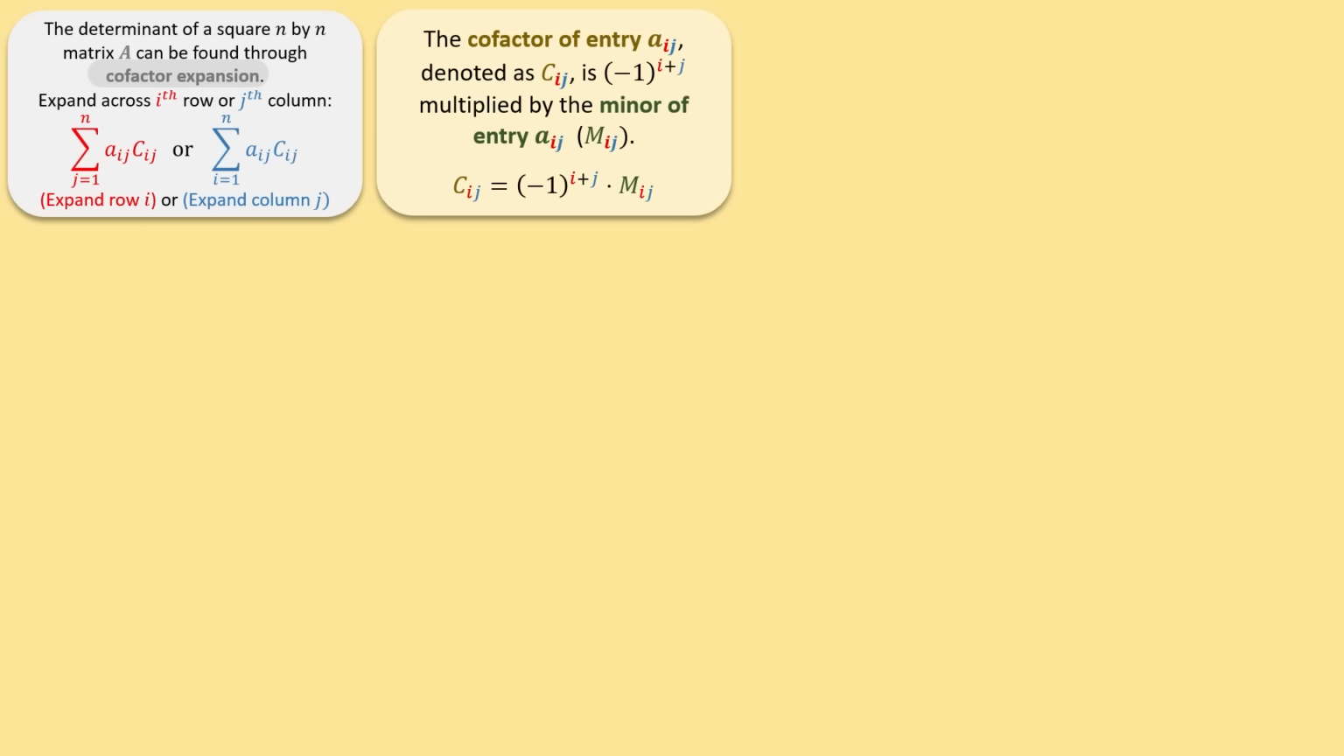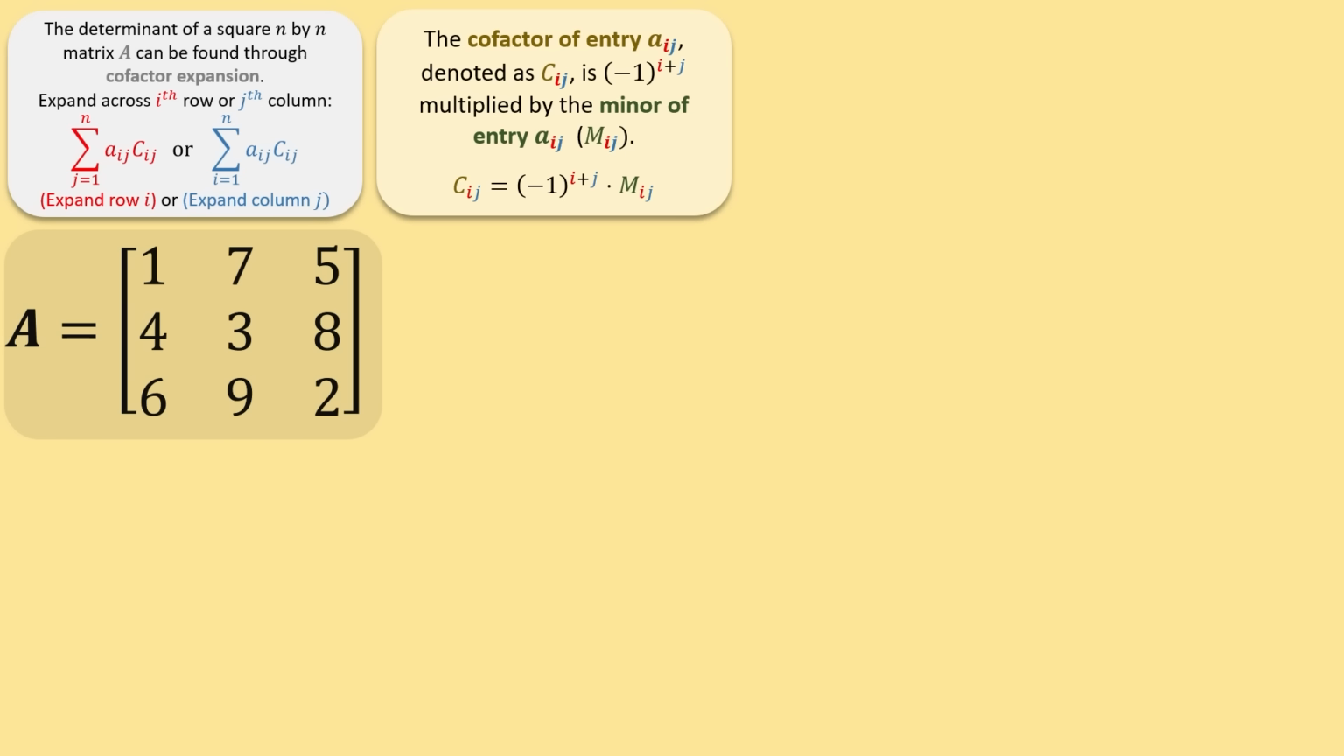Let's use cofactor expansion to find the determinant of the following 3x3 square matrix A. Let's find the determinant by expanding across the first row. The first row is 1, 7, 5 here. Now, cofactor expansion for determinants tells us to take the first value, which is 1 in our row, and multiply it by its cofactor, which we denote by C11. We add the second value in our row, the 7, multiplied by its cofactor, C12. We add the third value in our row, the 5, multiplied by its cofactor, C13. So the determinant of A is equal to 1 times C11 plus 7 times C12 plus 5 times C13.